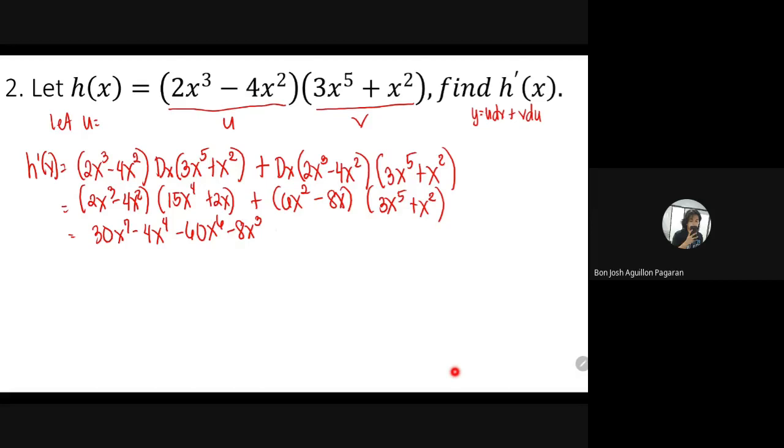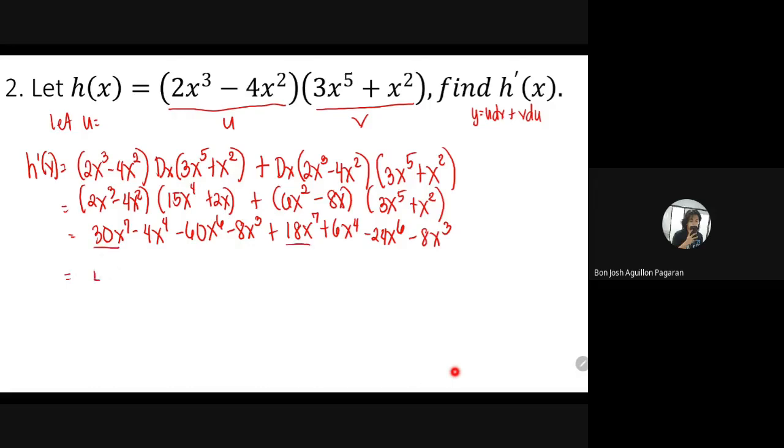Tapos yung kabila naman, 6 times 3, that's 18. And then x to the 7th power, 6 times x squared, or 6x squared times x squared, that is 6x to the 4th power. Negative 8x times 3x to the 5th, that's negative 24x to the 6th power. Negative 8x times x squared, that's negative 8x cubed. Hanapin mo yung magkakaparehas. Ito siya ay parehas.